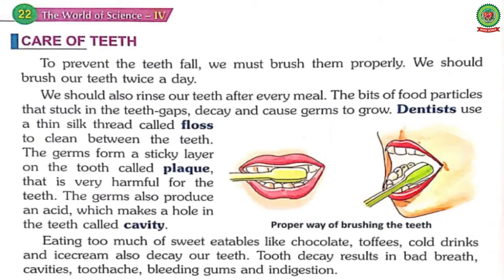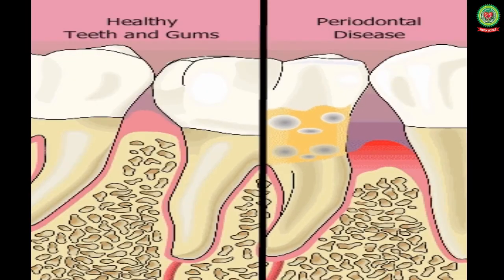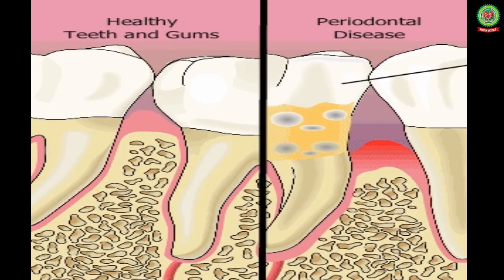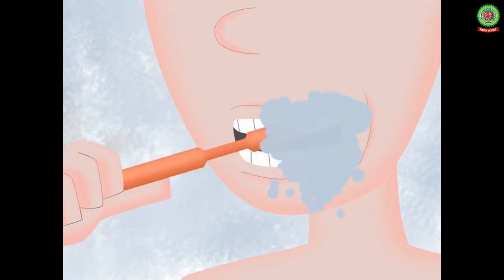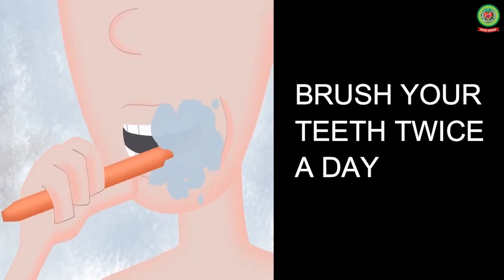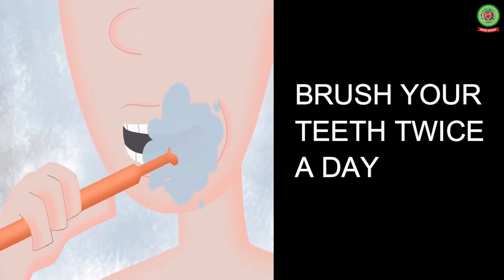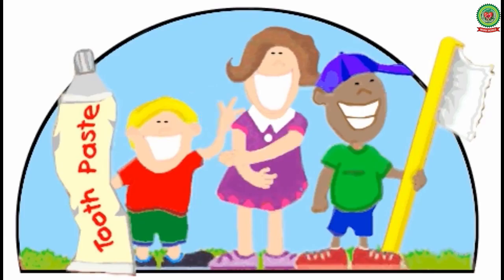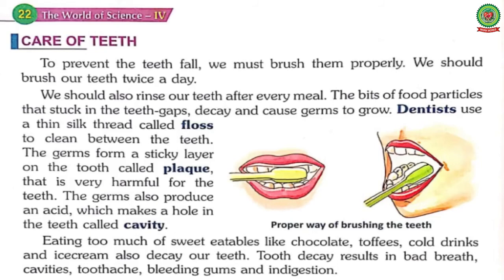We should brush our teeth twice a day. So students, if we want to prevent teeth fall, we should brush our teeth properly and moreover, we should brush our teeth 2 times a day as it will maintain our oral hygiene. We should also rinse our teeth after every meal. The bits of food particles that stuck in the teeth gaps decay and cause germs to grow.